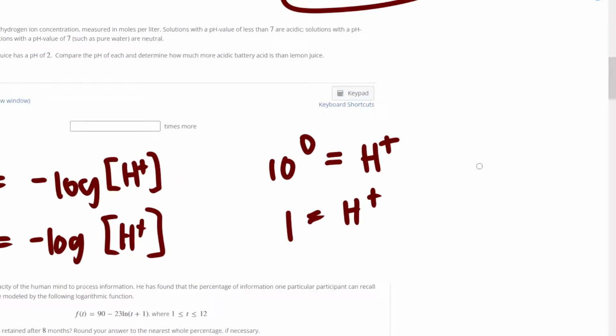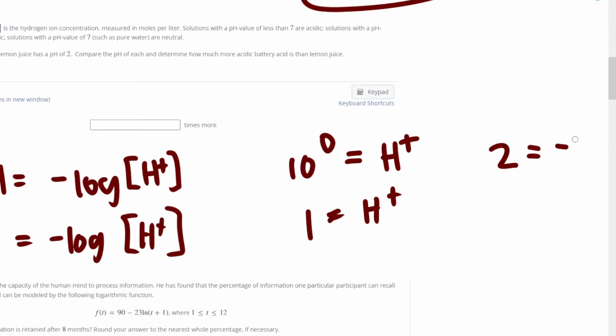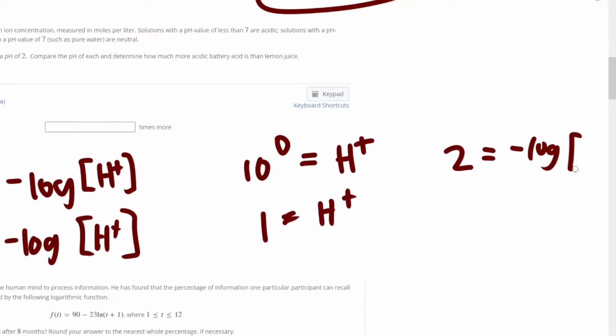And lemon juice has a pH of 2. So 2 is equal to negative log H plus.